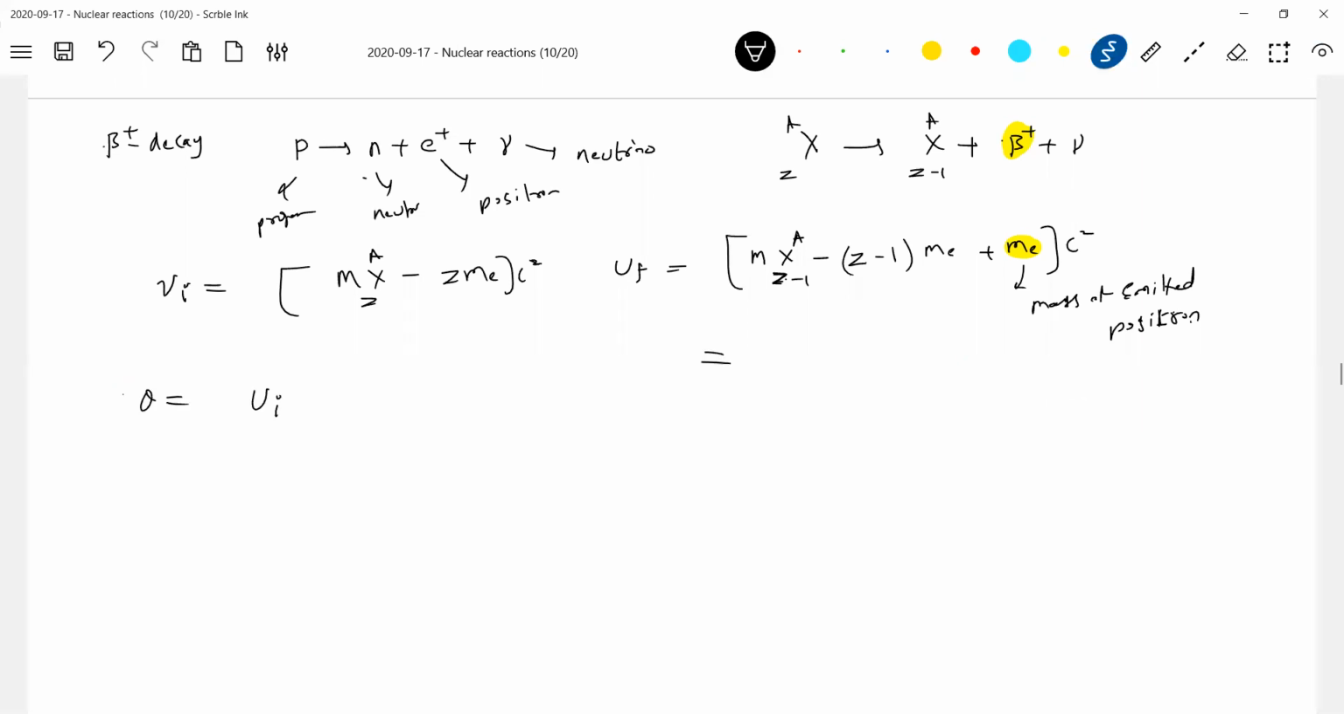Okay, before that we'll solve this. M X Z minus Z Me. Look at the calculation part. Now we'll go for Ui minus Uf. Why Ui minus Uf? Because I have mass information. Energy will be released when the mass of the parent is more than that of the daughter.